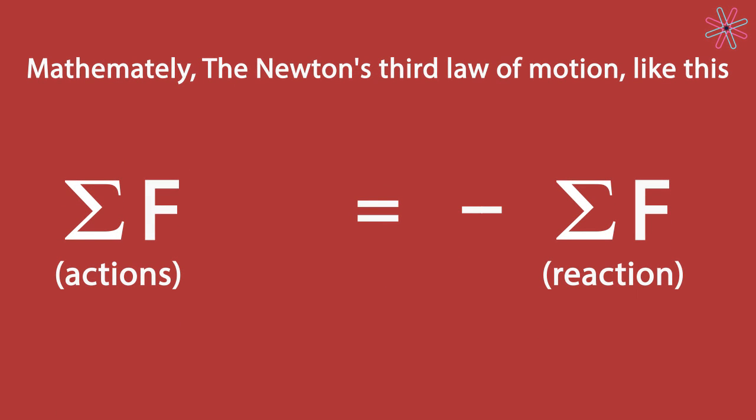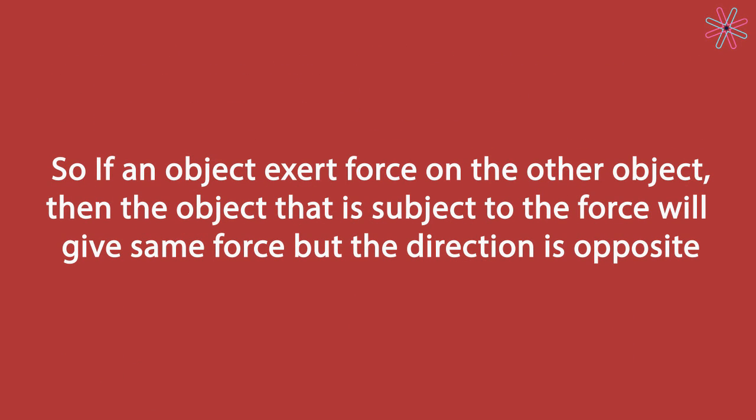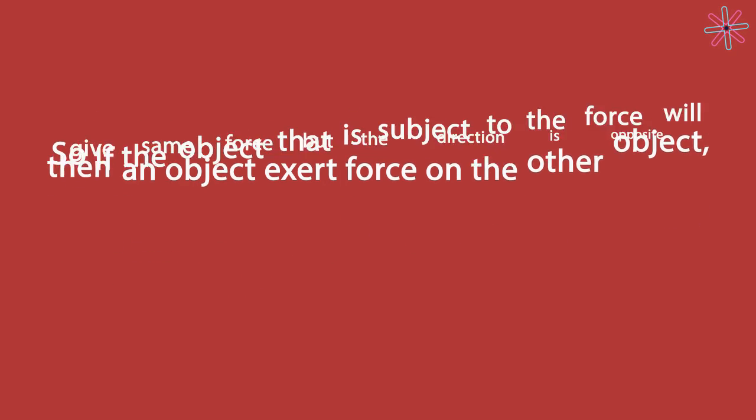Mathematically, Newton's third law of motion is like this. If an object exerts a force on another object, then the object that is subject to the force will give the same force, but in the opposite direction.